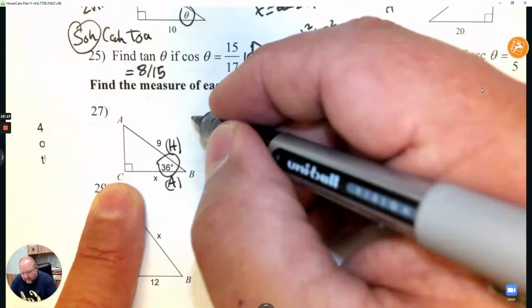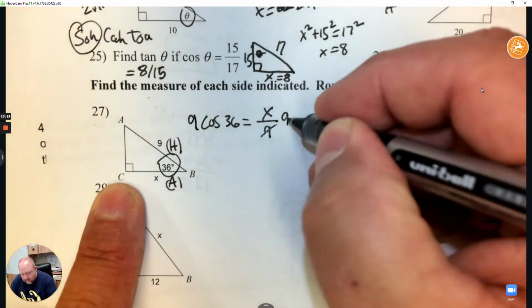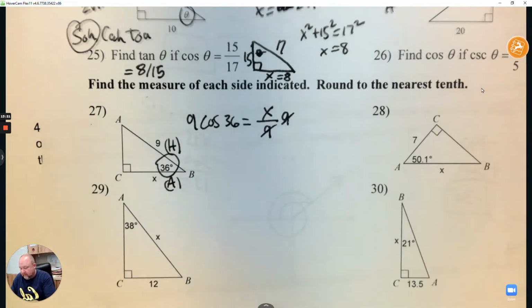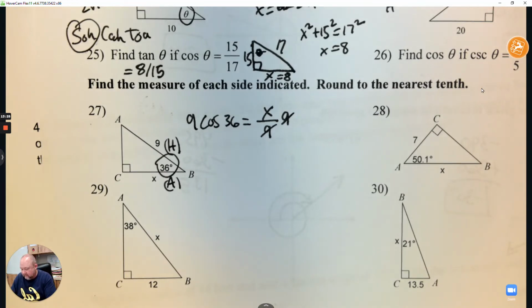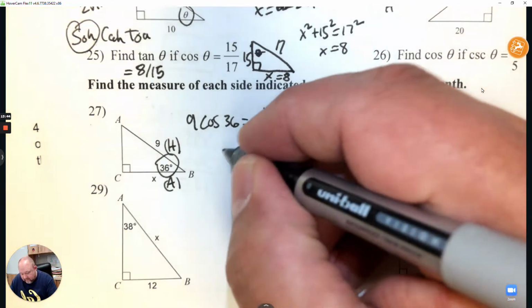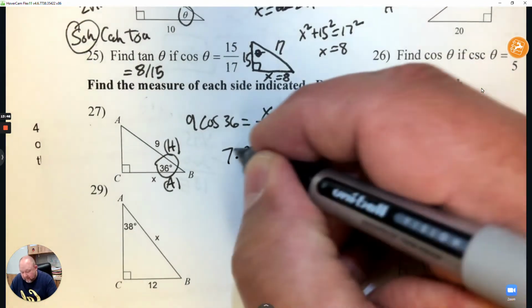So I multiply by 9 and then use my calculator. So it's 9 times cosine 36. Try my other calculator. That one's in radians. 9 times cosine 36. And I get 7.281.